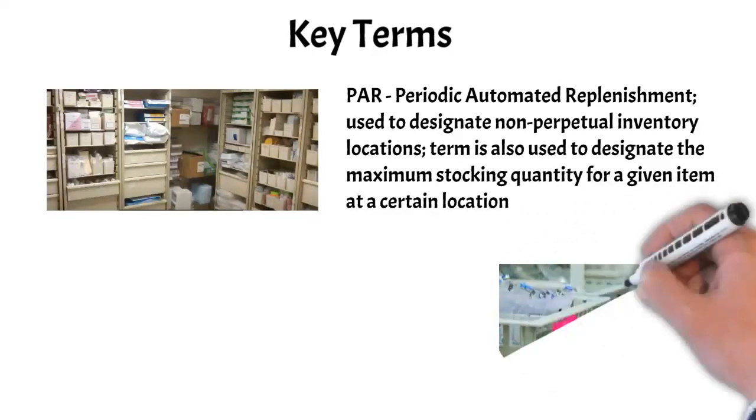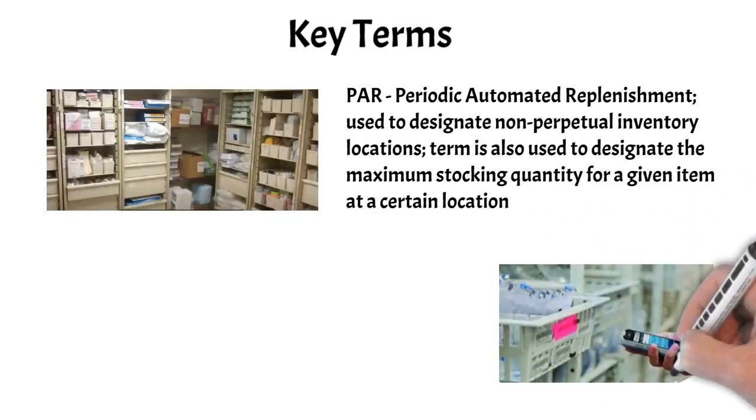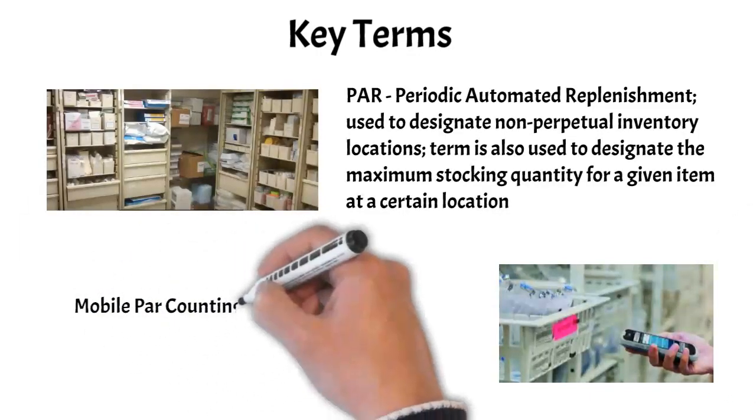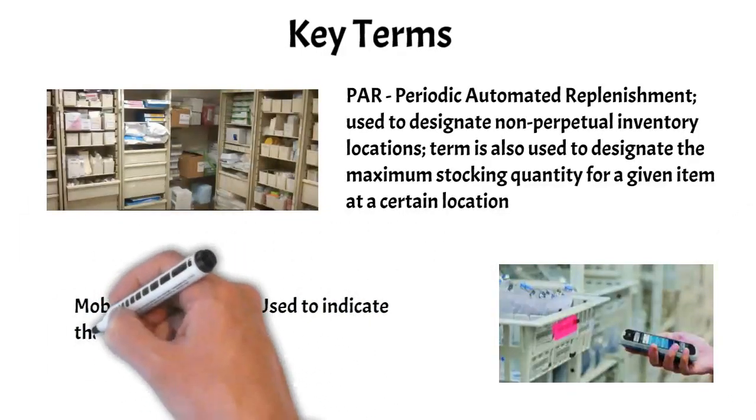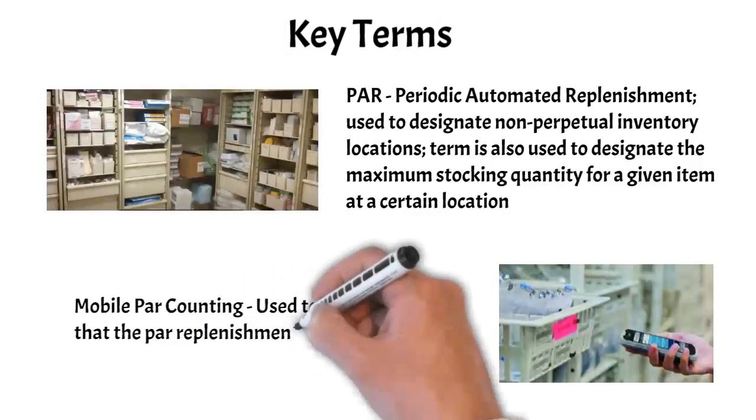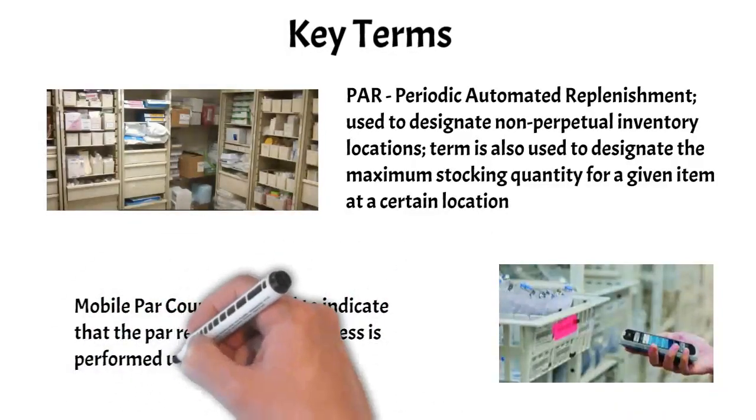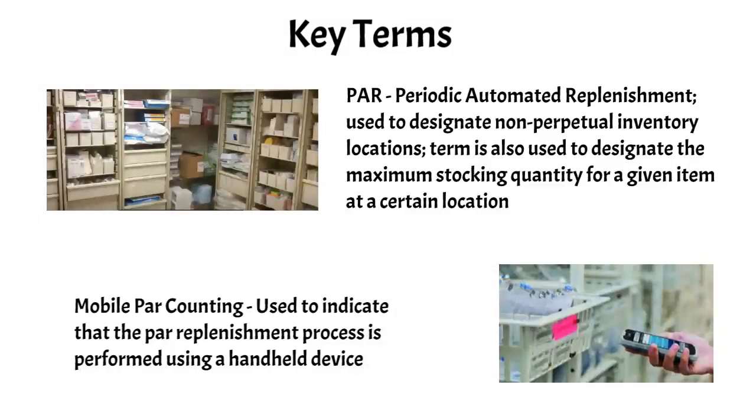Alternatively, you may hear someone say, "The PAR for item number 433 is 20 vials." Another useful term is mobile PAR counting. This term is used to indicate that the PAR replenishment process is performed using a handheld device.